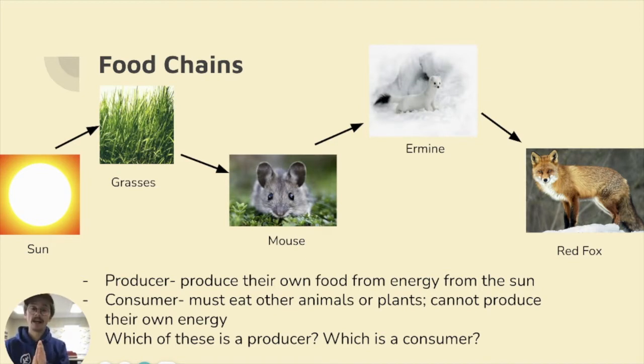So here we have the producer being the grasses, and all plants on Earth are producers because they can all produce their own energy from the sun. And all of the animals, the mouse, the ermine, and the red fox, are all consumers because they must consume other things in order to get their energy. They cannot produce their own.